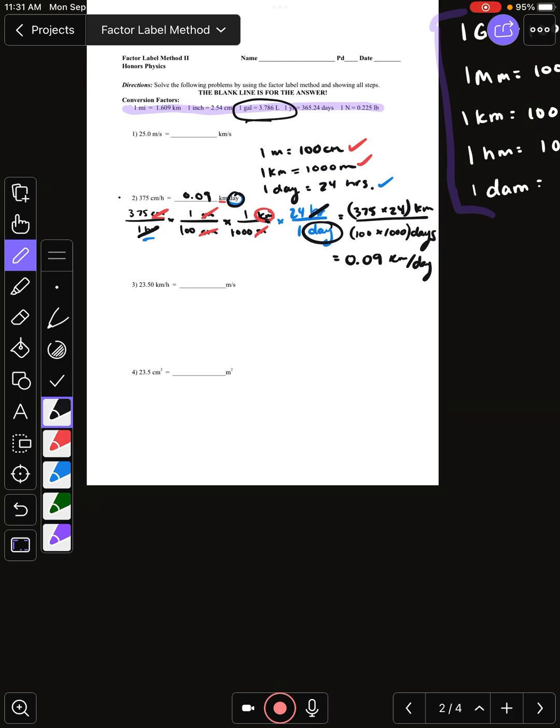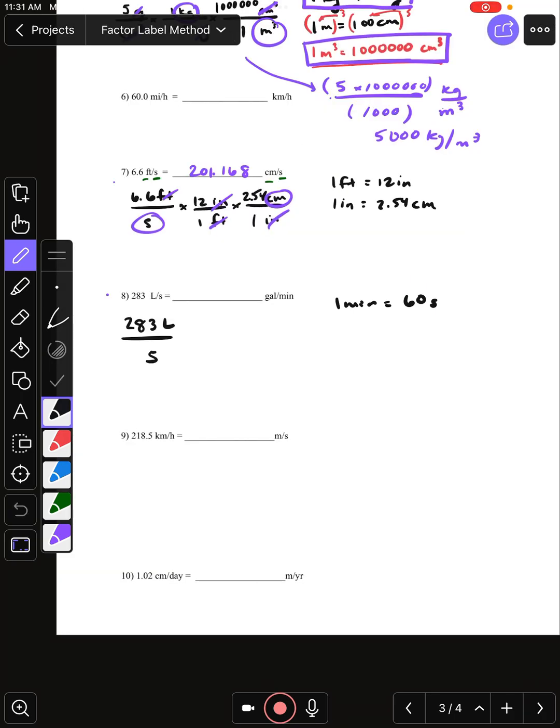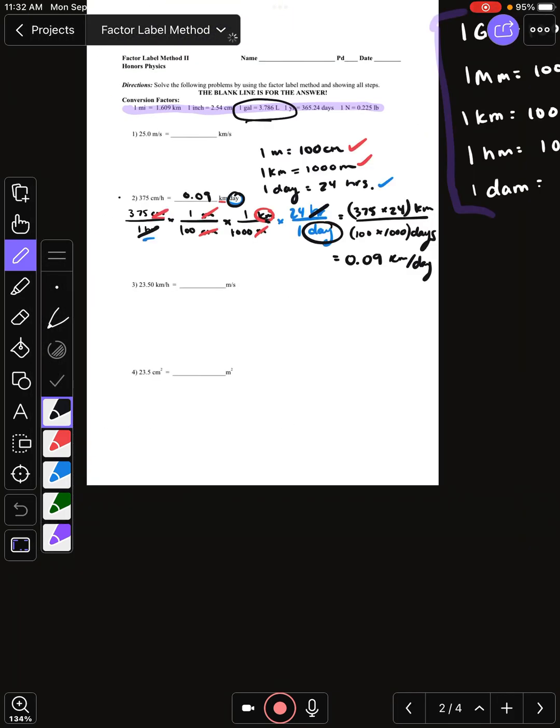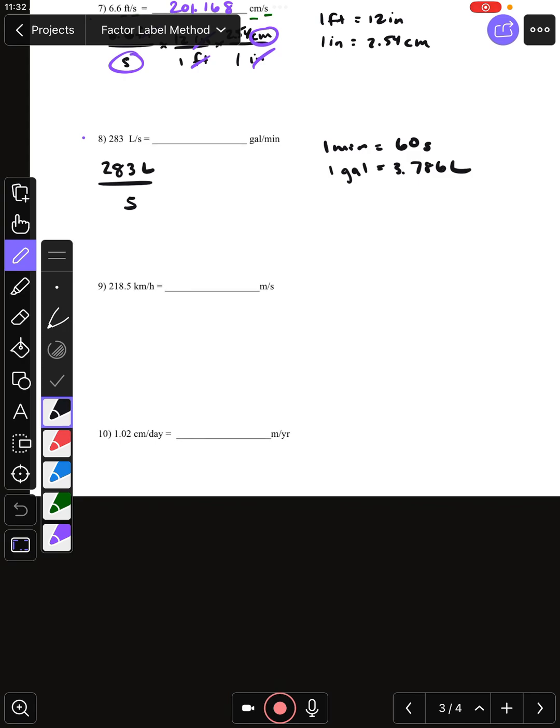1 gallon is equal to 3.786. And I'm just going to check it one more time. 1 gallon, 3.786 liters. Okay, I did that right. Now, that's it. Those are the only 2 conversion factors I need. So I'm going to get rid of liters first, liters in the bottom, gallons on top. 1 gallon is 3.786 liters. And my liters will cancel.